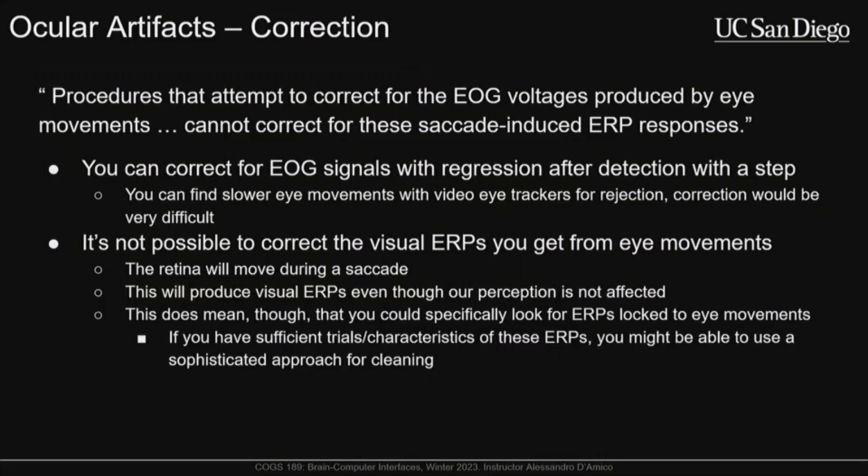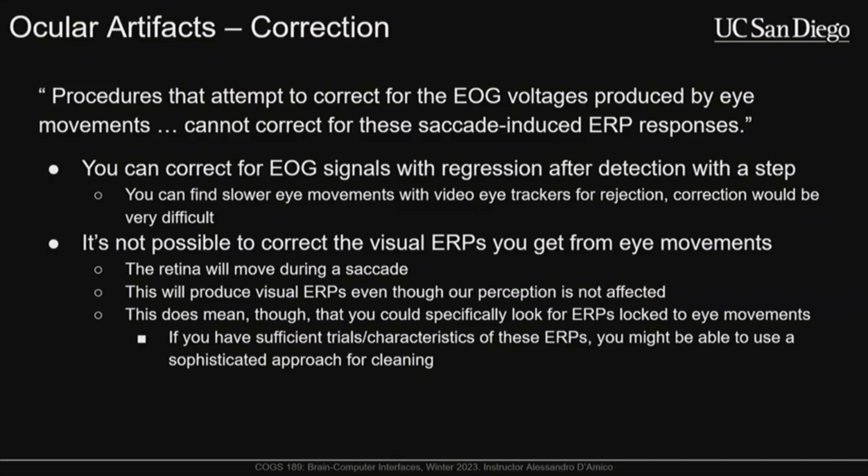So, correction. I start with this quote to explain the impossible scenario. Procedures that attempt to correct for the EOG voltages produced by eye movements cannot correct for the saccade-induced ERP responses. So when your eye produces one of these saccades, it's also going to produce ERP components that are locked to that saccade, these visually locked ERP components. And we don't notice anything as our perception system does some filtering. So we don't actually notice our eyes constantly moving and shifting about, but the brain is still generating these responses to these movements. And those ERPs caused by these saccades are not something you can correct with simple processes.